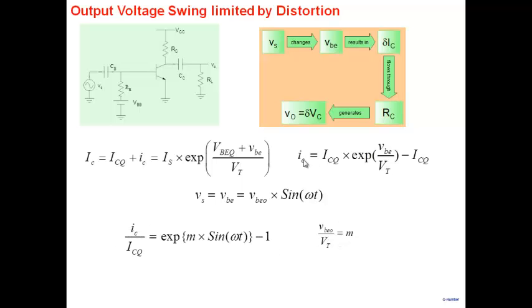So I can write here IC by ICQ is exponent M sine omega t minus 1. The same equation written down with the change that we have put this value here and defined VB0 by VT equal to M. This ICQ is a DC current, a constant. And IC, we expected it to be an ideal pure sinusoid, but it's not going to be because of this relationship. Let's expand this IC by ICQ. The 1 cancels, leaving M sine omega t plus the usual expansion of an exponent. We'll get higher order terms as well.